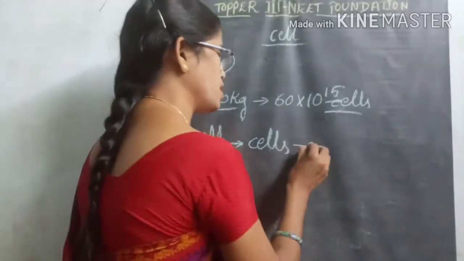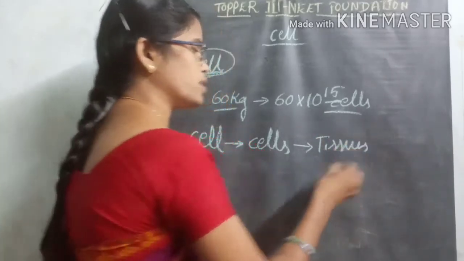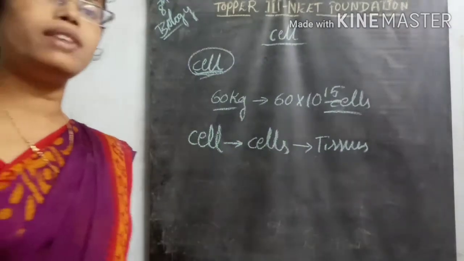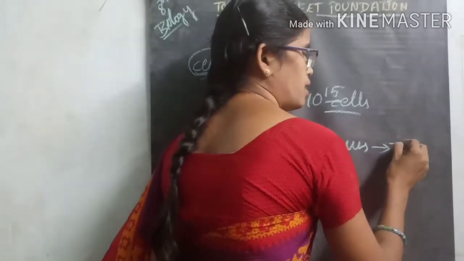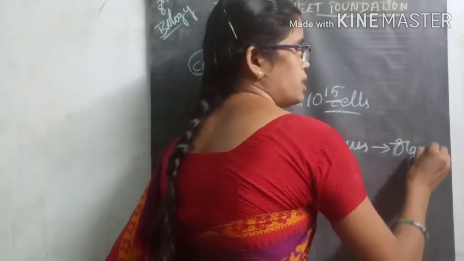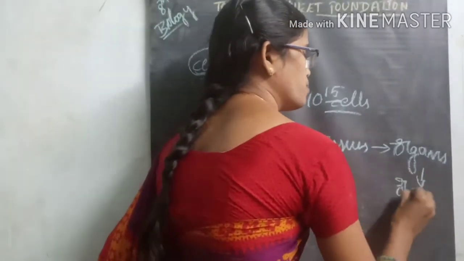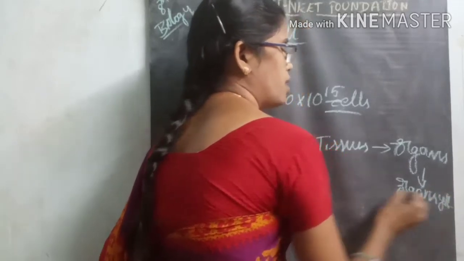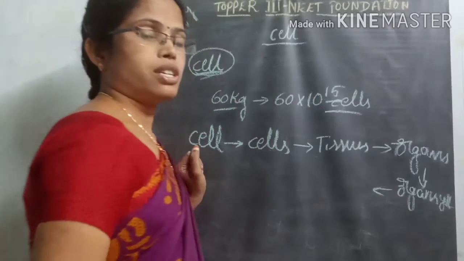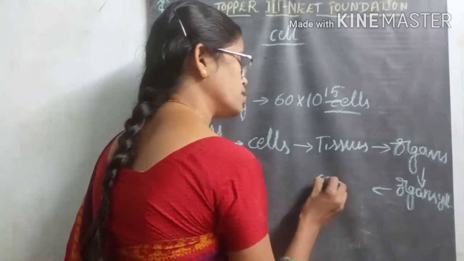Some other organisms show only a tissue level of organization. These tissues combine together and form organs. Many tissues combined together form organs, and these organs together form organ systems. Many of these organ systems are combined together and form a complex organism.